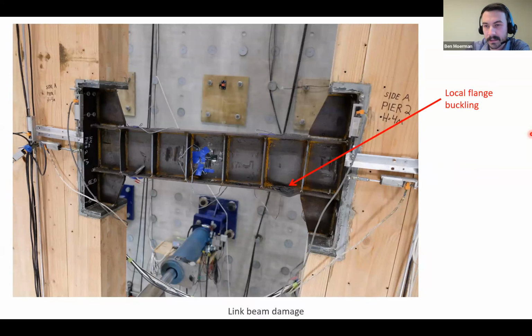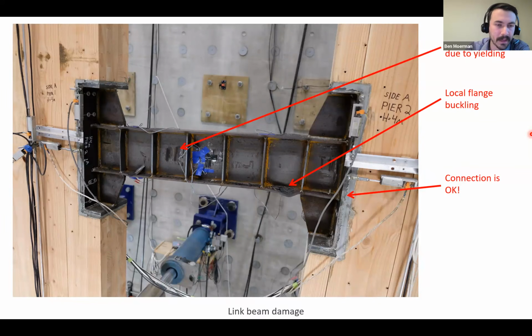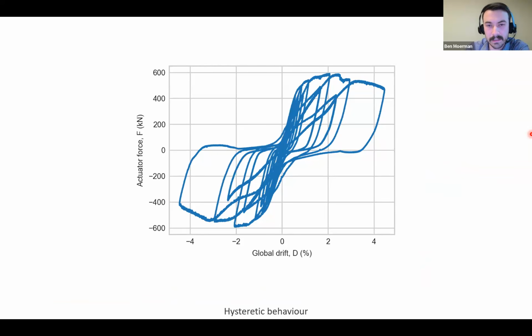In the link beam, like I said, there was local flange buckling. We had mill scale flaking due to yielding, and overall the connection was okay. So yeah, the connection scheme worked out. The capacity design was all right, and overall I'd say this test demonstrated that this form of lateral load resisting system is very feasible, and we're getting quite high capacities. So for reference, this wall overall was just under 5 meters long, and we got a peak force of about 600 kilonewtons, and that happened at 2% drift.